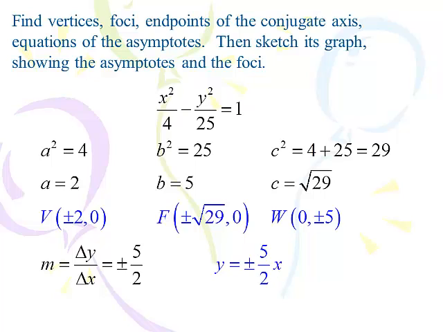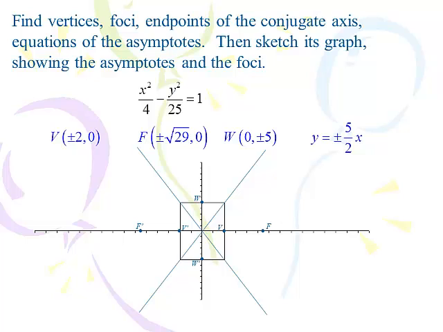So my slope of my asymptotes is going to be plus or minus 5/2, and therefore the equation of my asymptote is going to be plus or minus 5/2 x, because it's really mx plus b form, but they both go through the origin, so that's why. So let's sketch this out and take a look at it.